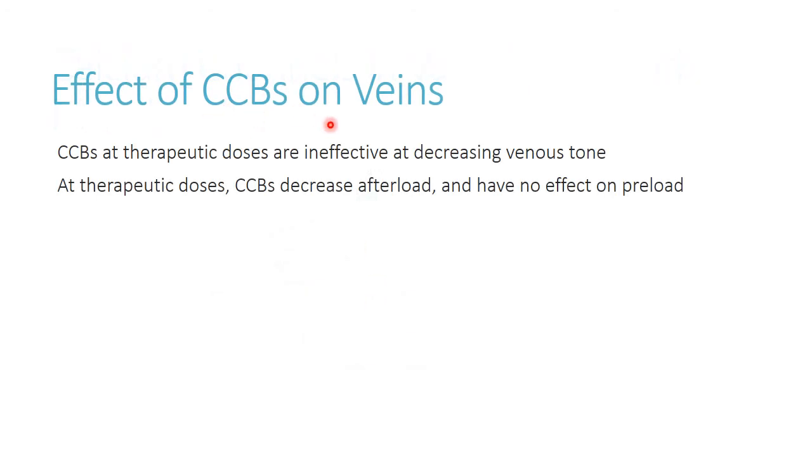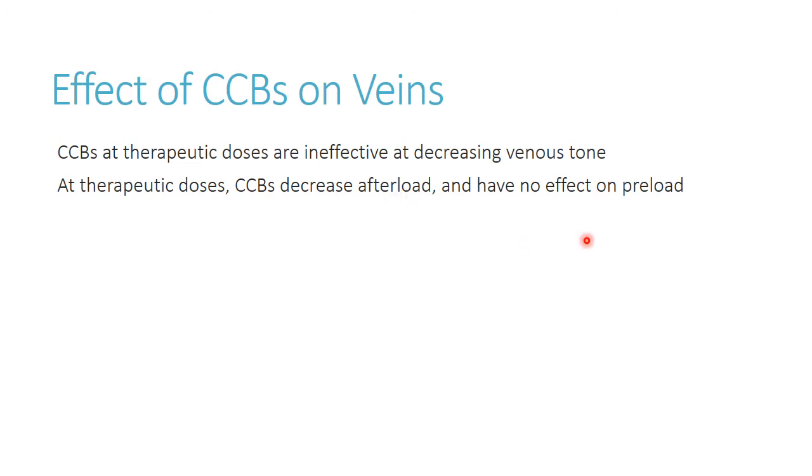So what we can see is that calcium channel blockers, their effects on the veins is that at therapeutic doses normally are not really affecting the venous tone quite so much, but what we can see is that they're going to have good effects on, say, the arterioles, right? So they can have good effects to decrease afterload. They really don't affect preload too much, right?